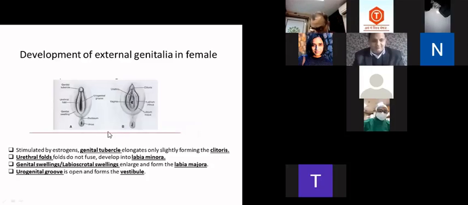Now, coming to the last slide, that is the development of the external genitalia. It is stimulated by estrogens. The genital tubercle elongates only slightly, forming the clitoris. Here we can see this is the genital tubercle forming the clitoris. The urethral folds do not fuse in females and develop into the labia minora. So these are the urethral folds forming the labia minora. The labioscrotal swellings enlarge to form the labia majora, and the urogenital groove, which is open, forms the vestibule.